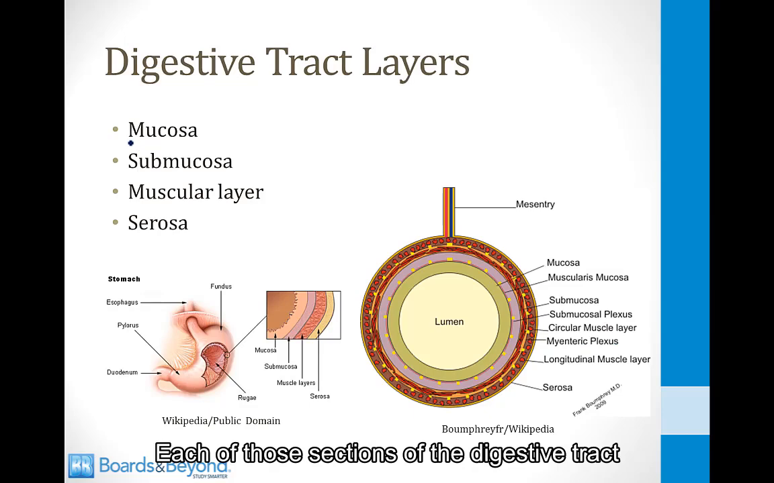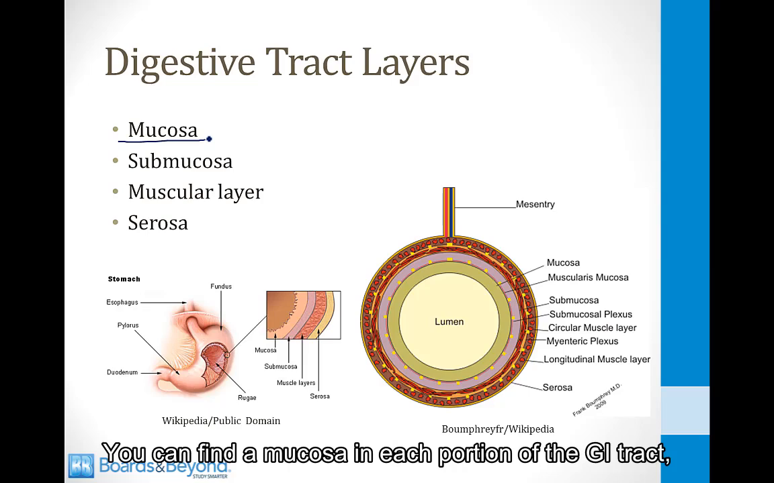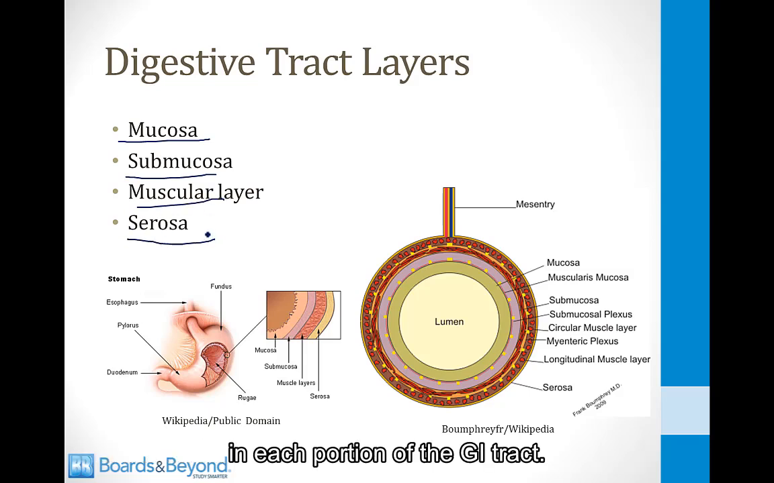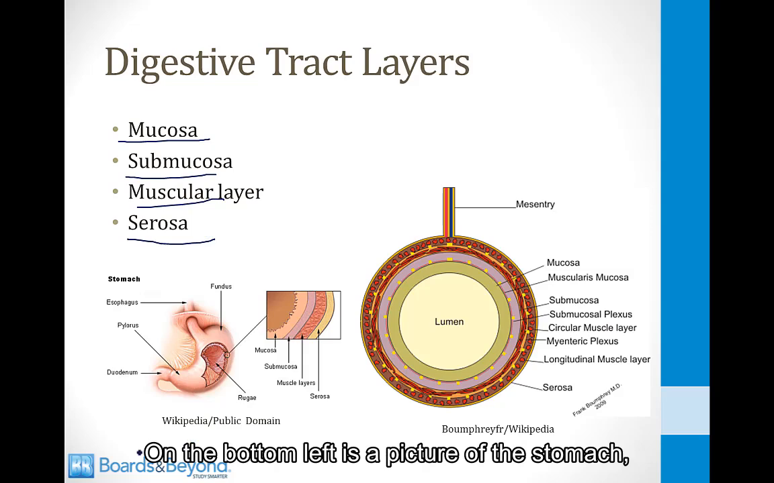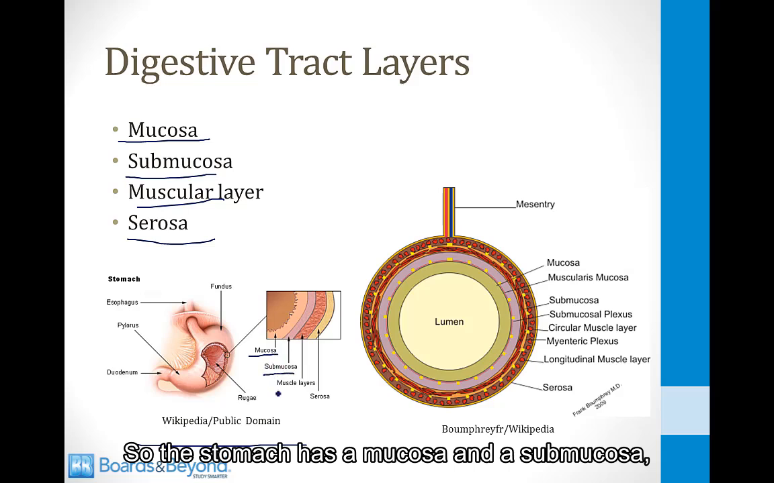Each of those sections of the digestive tract has four layers, and they all are named the same thing. Whether you're in the stomach, small intestine, or large intestine, you can find a mucosa, a submucosa, a muscular layer, and a serosa in each portion of the GI tract. On the bottom left is a picture of the stomach zoomed in to show you the four layers. So the stomach has a mucosa and a submucosa, followed by muscle layers and a serosa.